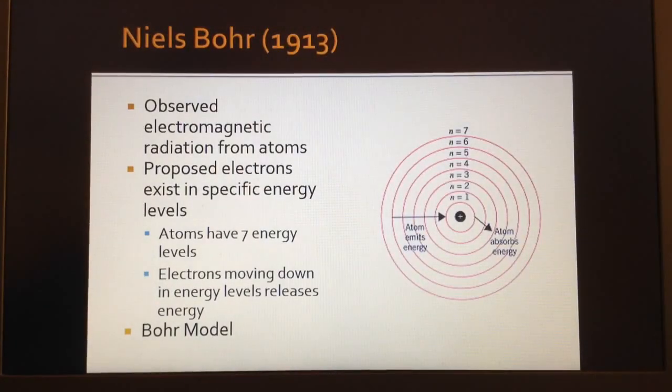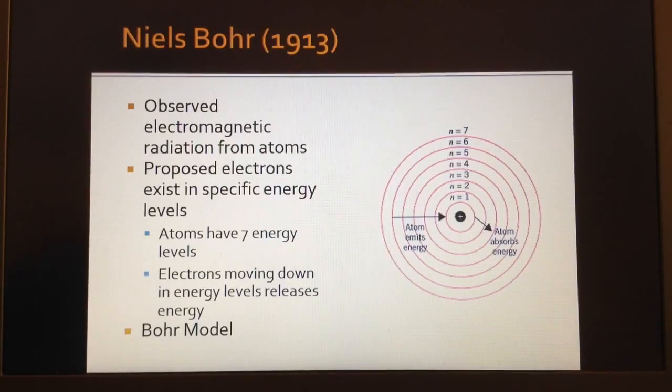Niels Bohr in 1913 gave those electrons specific locations. Bohr observed electromagnetic radiation coming from atoms, and he proposed that that radiation was a result of the electrons moving between specific energy levels. So Bohr proposed that electrons live in those specific energy levels, and there are 7 in each atom, 1 being the closest to the nucleus, and then they're nested with level 7 being the farthest one away. And electrons have the ability to move up and down between the energy levels.